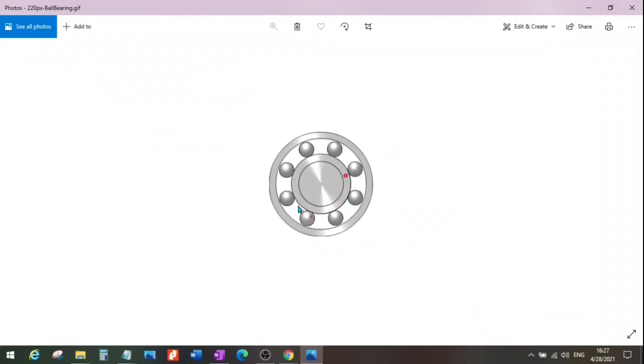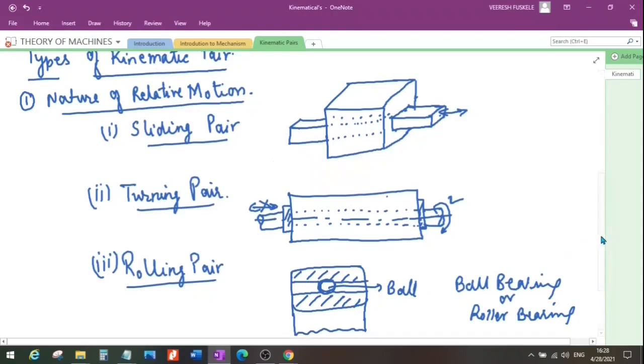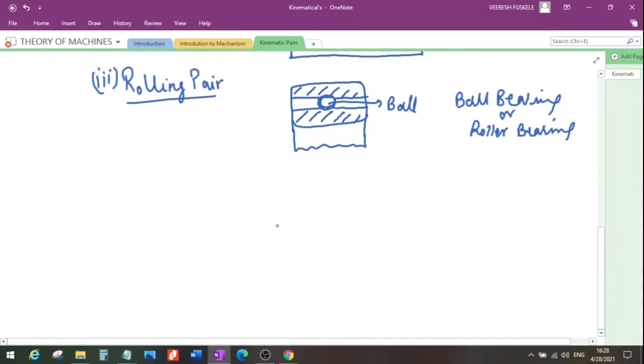This is the ball which is actually rotating inside the mating surface of the bearing, right? So this bearing is rotating, and also the ball is rotating with the mating surface of the bearing, right? So this is an example of rolling pair.